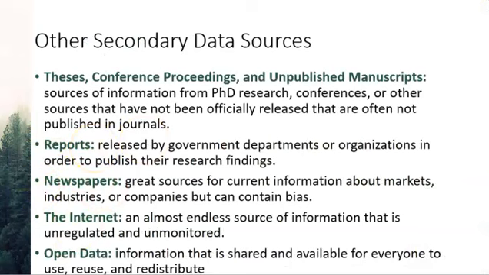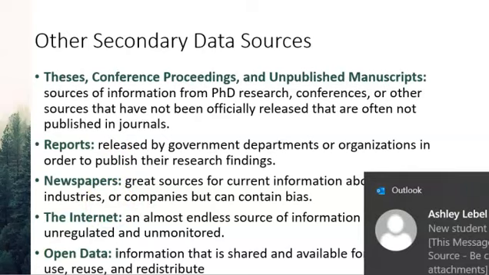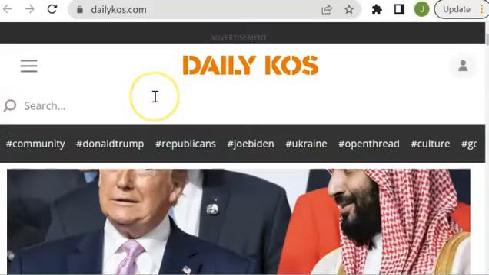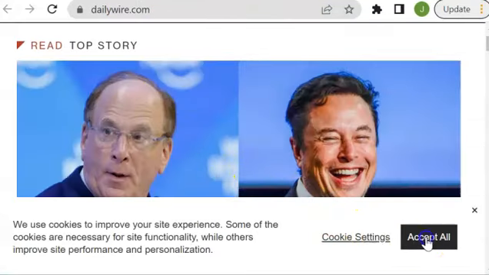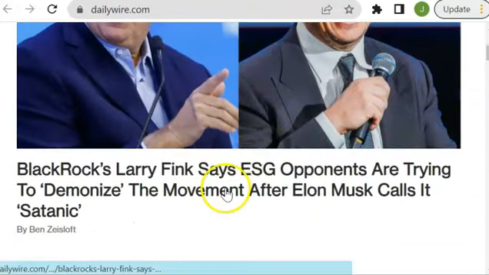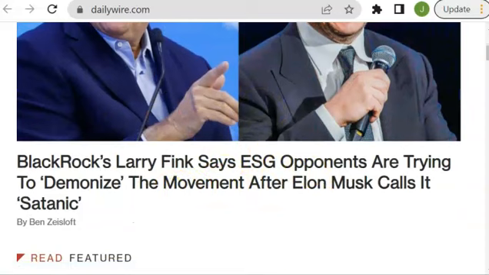A newspaper is a great way of getting current information about what's happening around the world in different areas. One thing you have to be a little bit careful of when looking at newspapers is if there's any political ties. I do provide an example of two different newspapers in the course notes, the Daily Kos and the Daily Wire. You can actually see from their headlines that there are differences in the way that they present information.